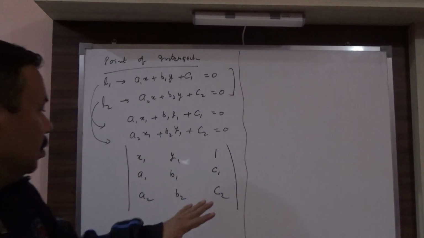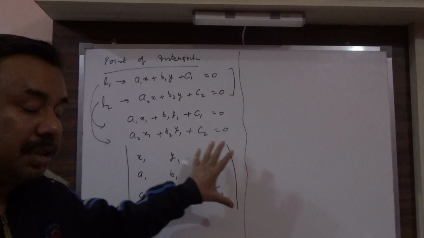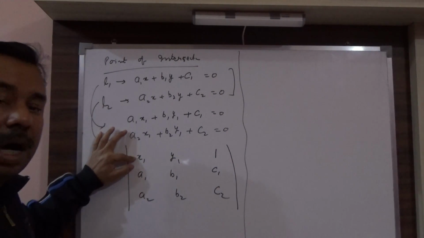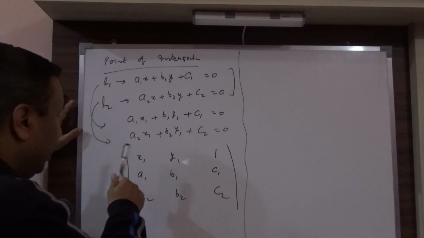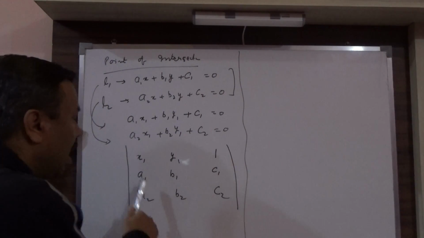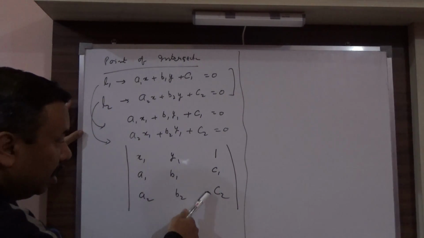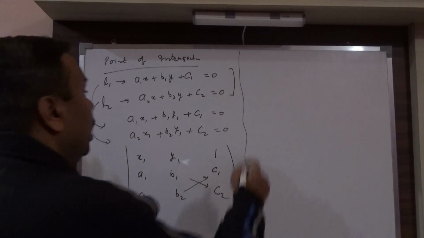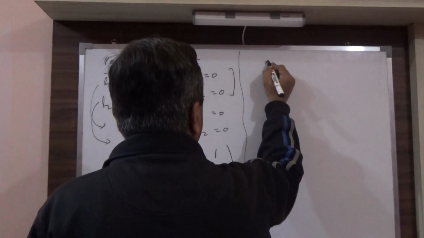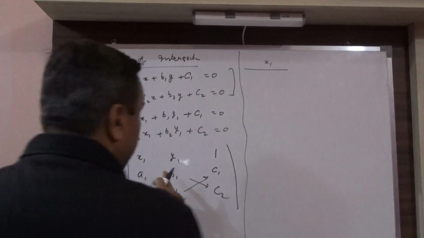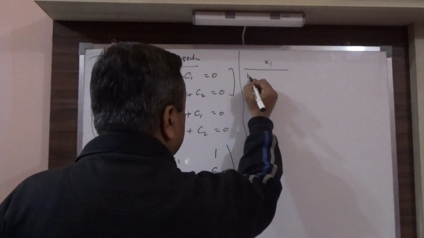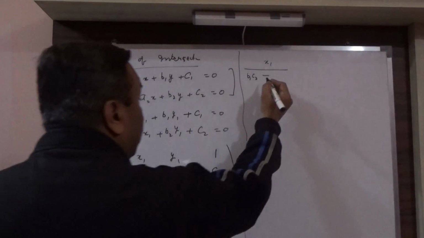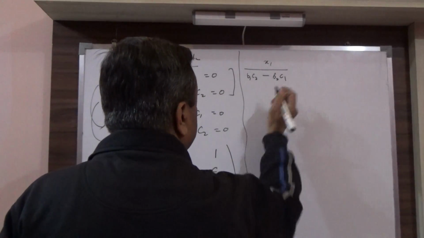Now once I arrange them as a determinant, I will just open it. If you take x1, when I take x1, I will leave this row and this column, then b1 c2 minus b2 c1. So this is x1 over b1 c2, and there will be a minus sign, and then the lower to upper, that is b2 c1.